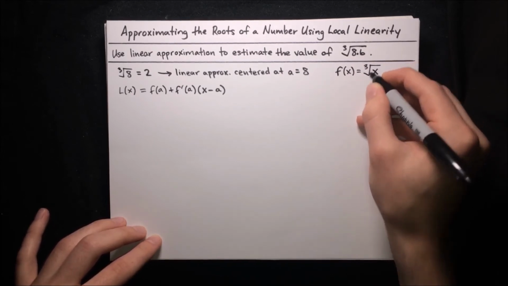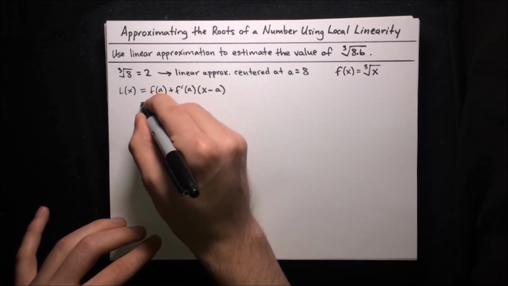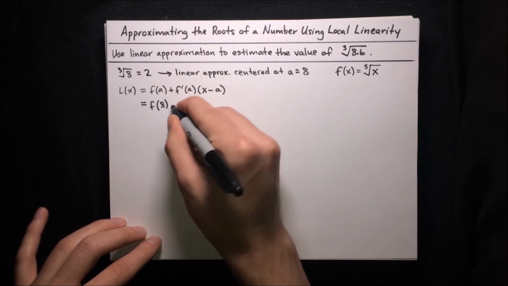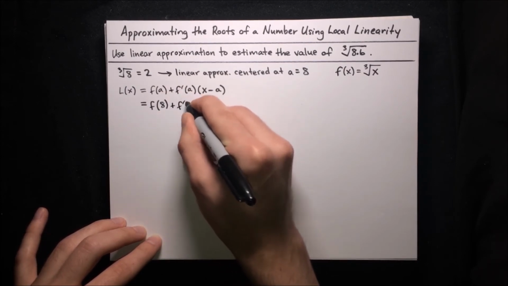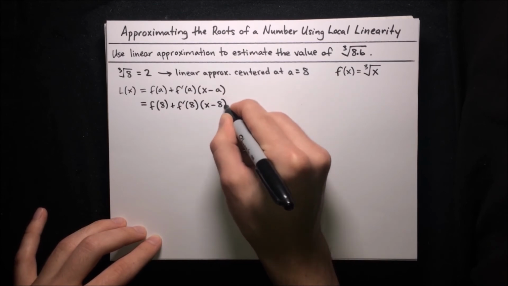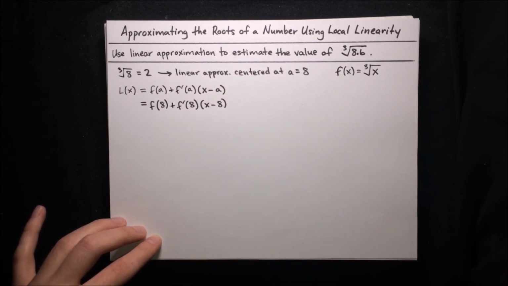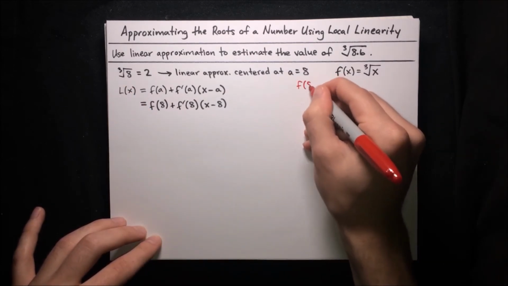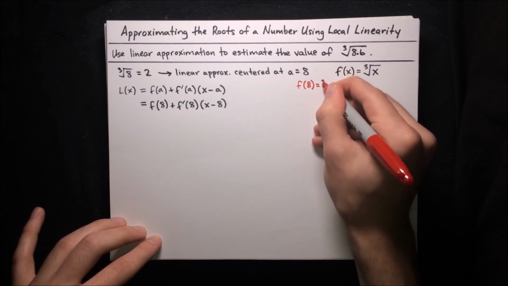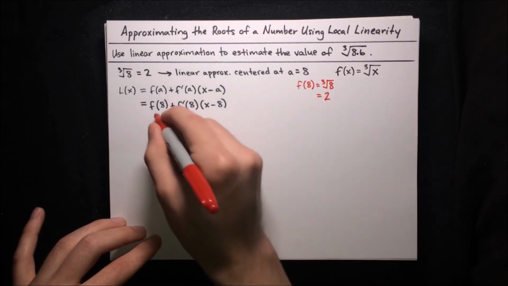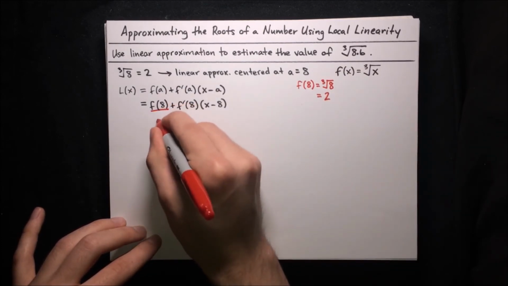All right, so let's go ahead and plug in this information. First of all, plug in a. So f of a is just f of 8, then plus f prime of 8 times x minus 8. Now we need to find f of 8 and f prime of 8. Well, f of 8 is easy. That's just our center here. We have that f of 8 is equal to the cube root of 8, which is equal to 2. So f of 8, this here is just 2.